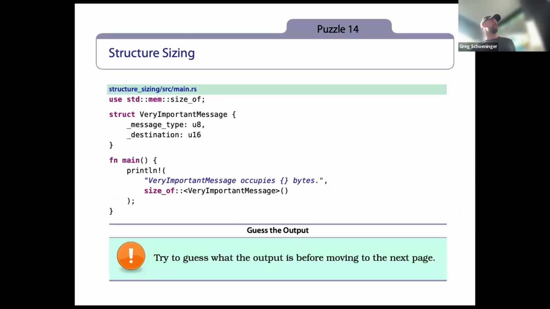Cool. So some more sizing. Here we have a struct, and it's a very important message, and it has a message type that's a U8 and a destination that's a U16. So we're just going to print out the size of this very important message. Any guesses on the size here?